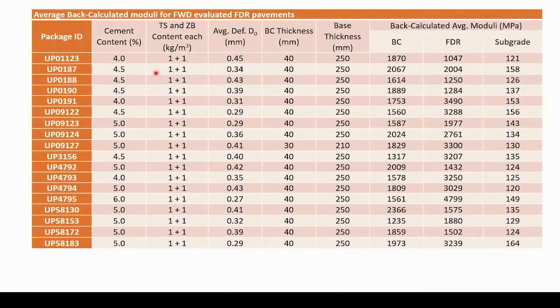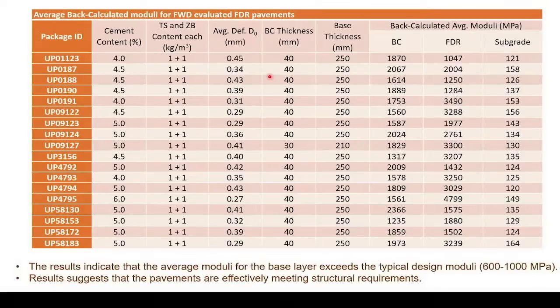So using those deflection data, we have done the back analysis and tried to find out what is the modulus for the base layer, for the bituminous layer as well as the subgrade layer. So this figure shows the analysis done for 20 roads. Here we have also shown the pavement composition and the dosages that were used. Overall, what you can see is the modulus for the FDR base layer is much higher than what was considered in the design. The modulus varies between 1000 MPa and 4000 MPa. The variation is due to the high variability that we encounter in full depth reclamation.